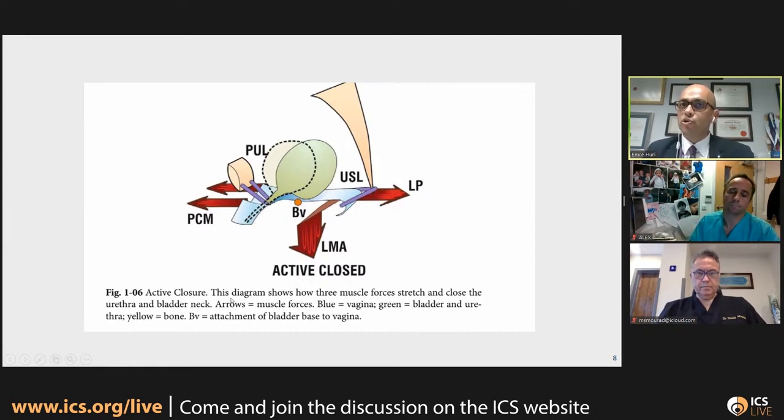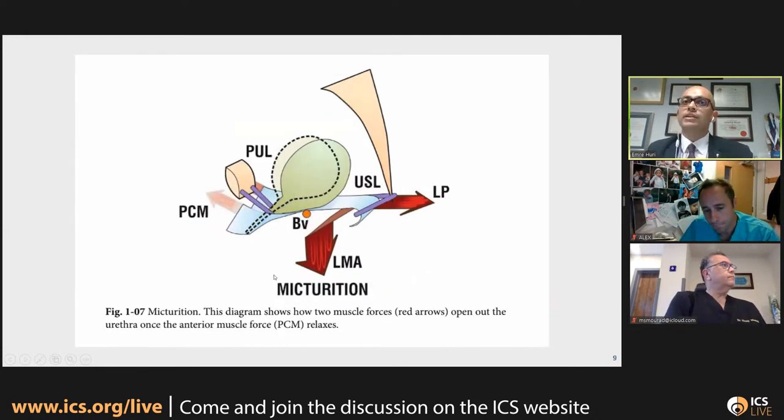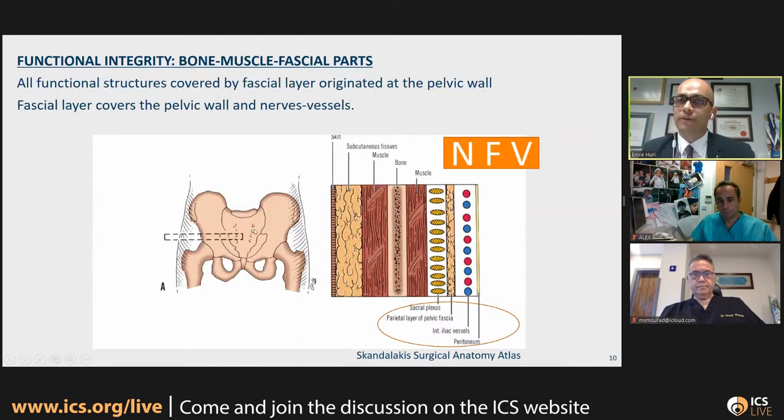For active closure, this diagram shows how three muscle forces stretch and close the urethra and the bladder neck: pubococcygeal muscle, the levator plate, and the longitudinal muscle of the anus. For micturition, it shows how the two muscle forces, the levator plate and the longitudinal muscle of the anus, open out the urethra while the pubococcygeal muscles relax. So this is the healthy urethra position for micturition.